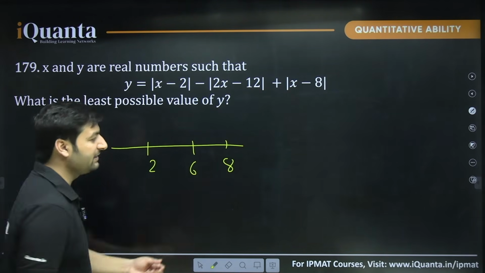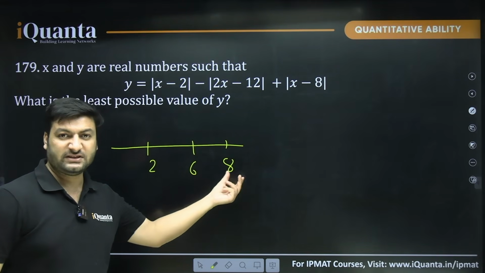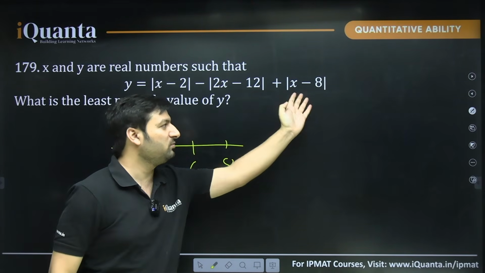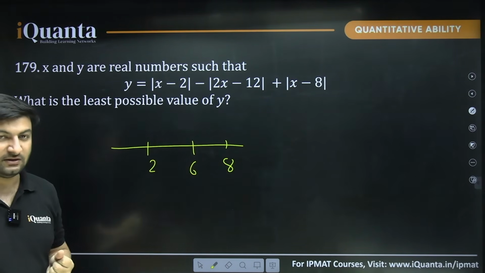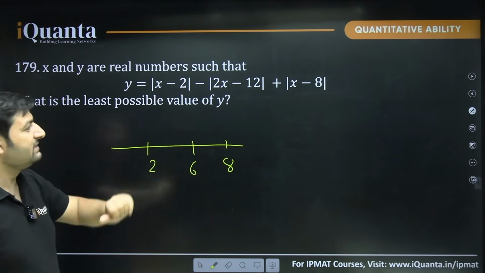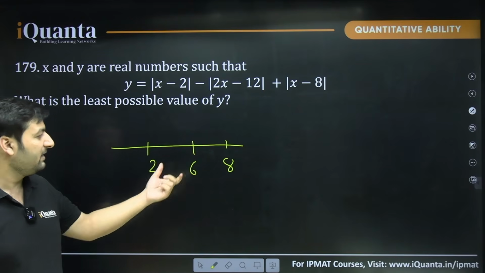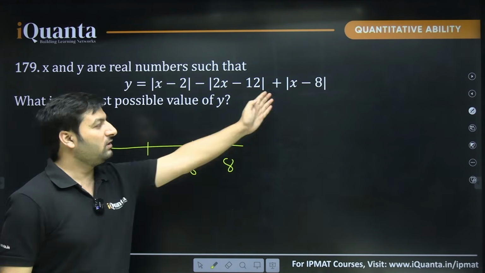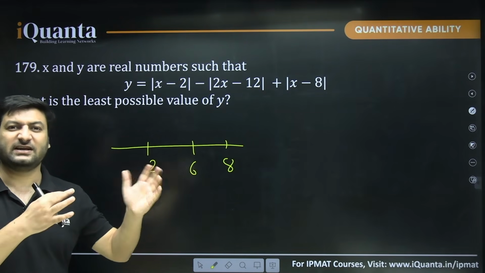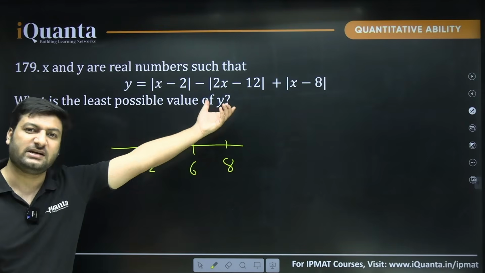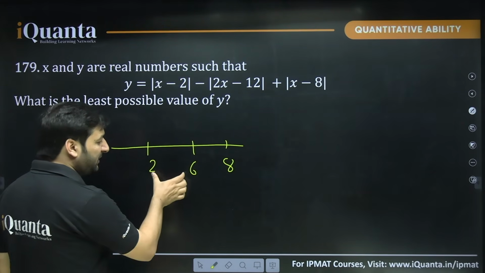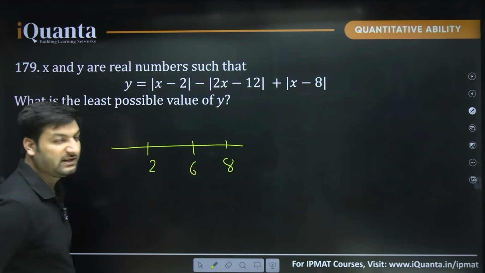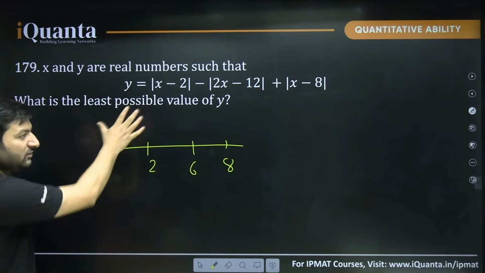You know how to do it, right? You will take any value which is ahead of 8, say 9. This opens with positive, this opens with positive, this opens with positive, and an equation will be formed over here. Then in the range between 6 and 8, put any value, say 7, and open the modulus with their positive or negative signs. Similarly, for the range between 2 and 6, put say 5, and deal with the signs inside the modulus. And similarly, for less than 2, you deal with the signs.